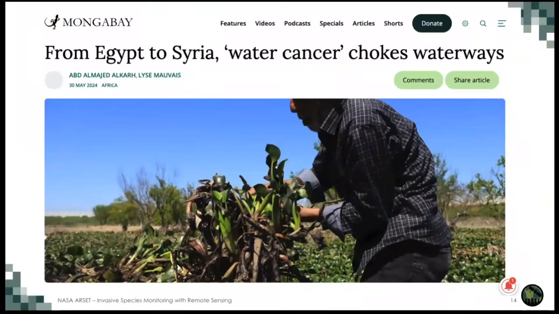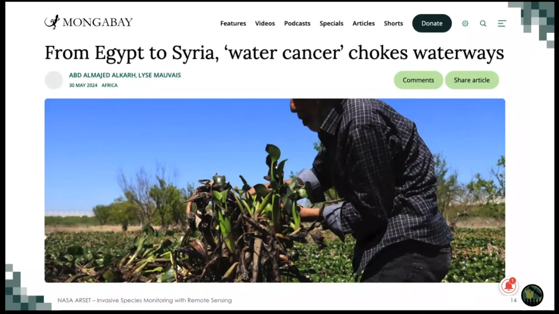We see news like this headline from Mada Masr from earlier this summer, every year, right around the beginning of the summer, where aquatic invasive plants are causing challenges to water resources. So this headline calls it water cancer, this highly invasive species called water hyacinth, that was choking waterways in Egypt.